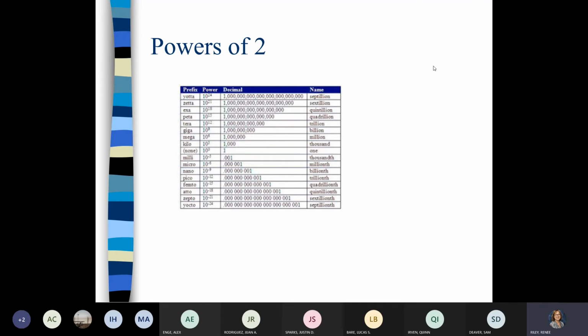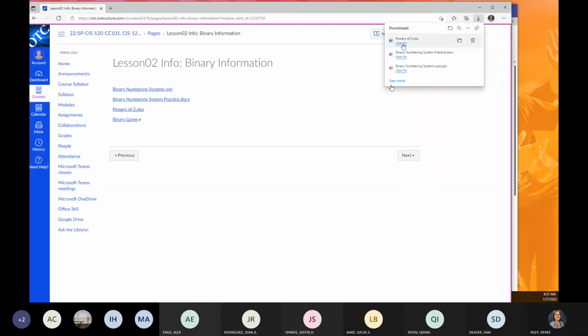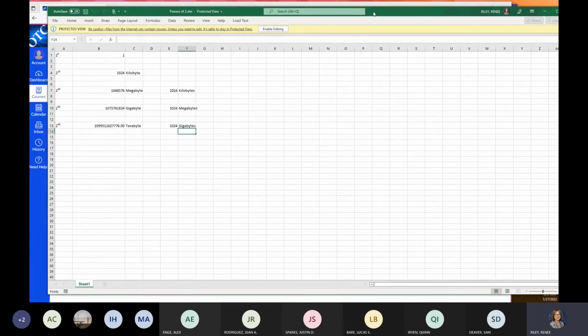So if you look in the middle here, 10 to the power of 0 gives us 1. If we look at 10 to the power of 3, ooh, I want powers of 2, not powers of 10. Let's go back. I'll open this spreadsheet from Canvas. It's finally opening.